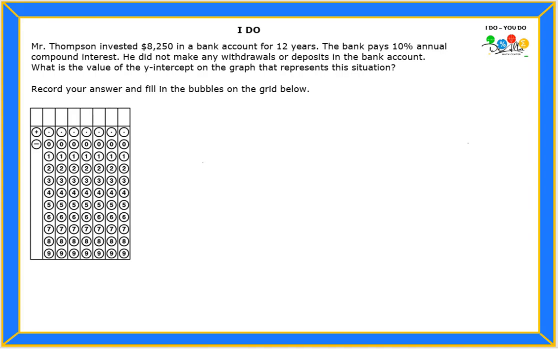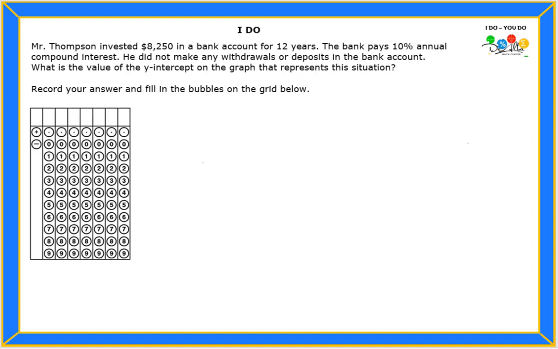Now, students, let's read the problem. It says, Mr. Thompson invested $8,250 in a bank account for 12 years. The bank pays 10% annual compound interest. He did not make any withdrawals or deposits in the bank account. What is the value of the y-intercept on the graph that represents this situation?